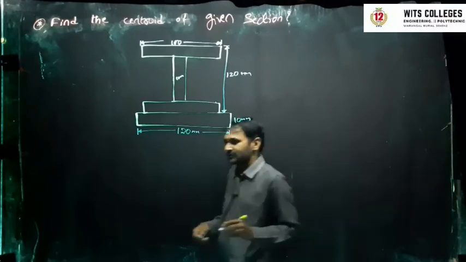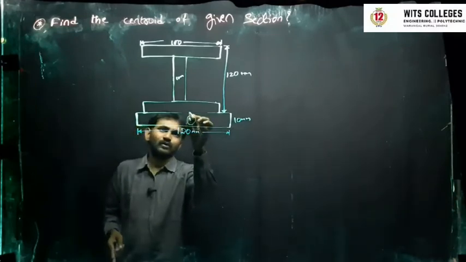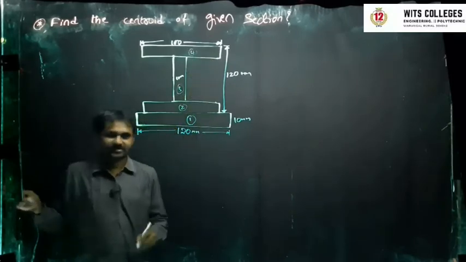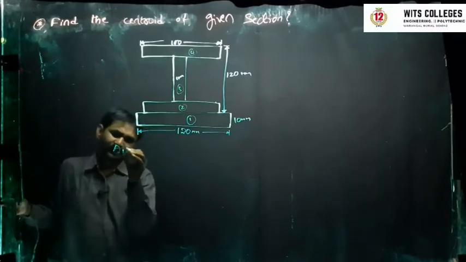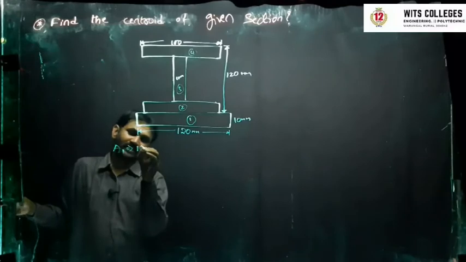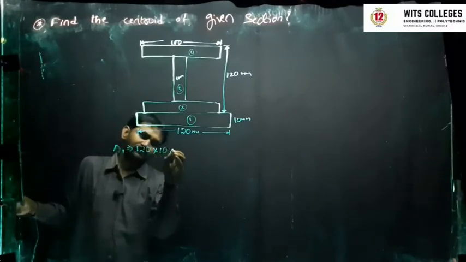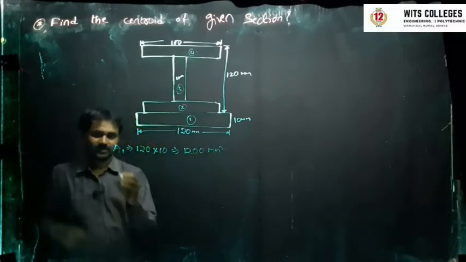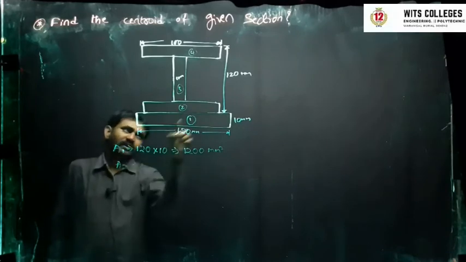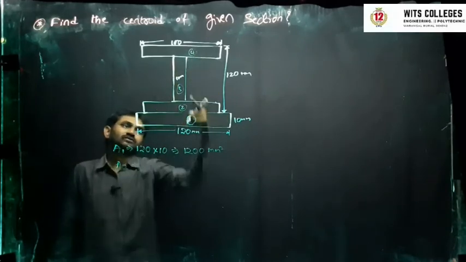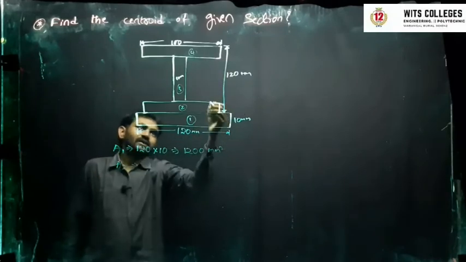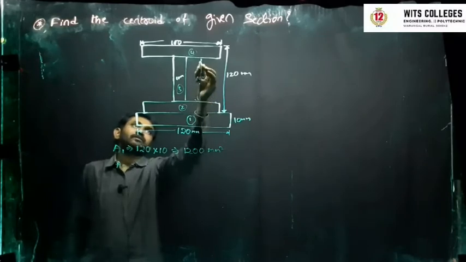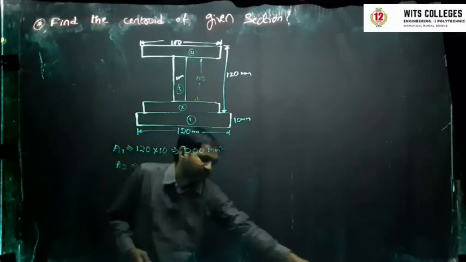So let's solve this problem. This is 1, this is 2, this is 3, this is 4. Let A1 is equal to 120 into 10 mm, so this is 1200 mm square. And A2, obviously it is symmetrical, so it is 100 into, in this 120, this is 100 and the remaining will be 10 and 10, right?